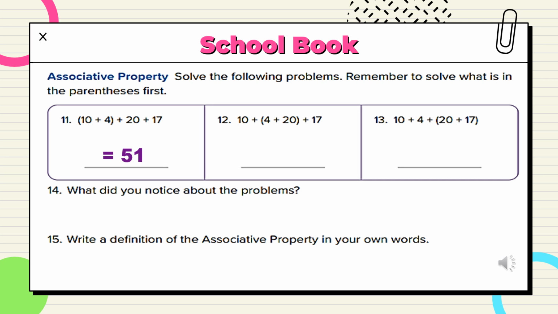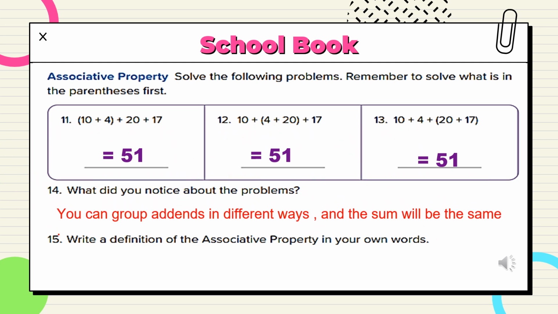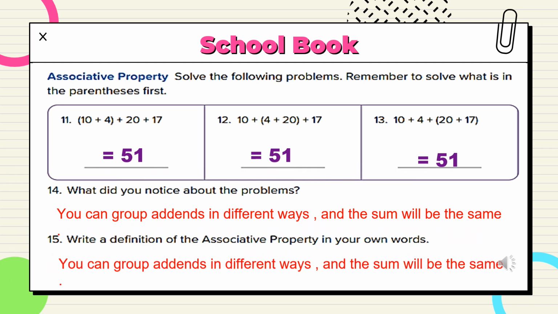The second one here, we take two different addends in a bracket. We take 4 plus 20 as a group. So it gets the same answer. The last one we get here 20 plus 17 in the parentheses. We regroup them to get the answer 51. So we note here we can group addends in different ways and the sum will be the same. So this is the meaning of associative property.